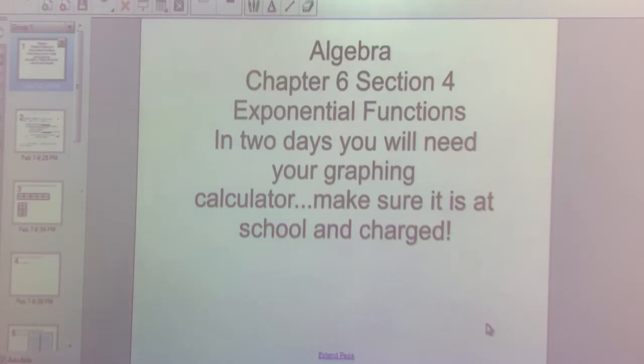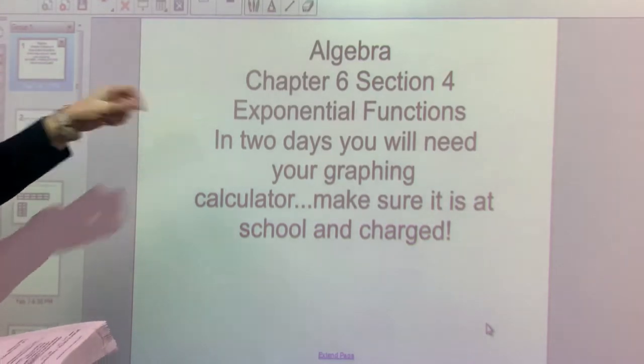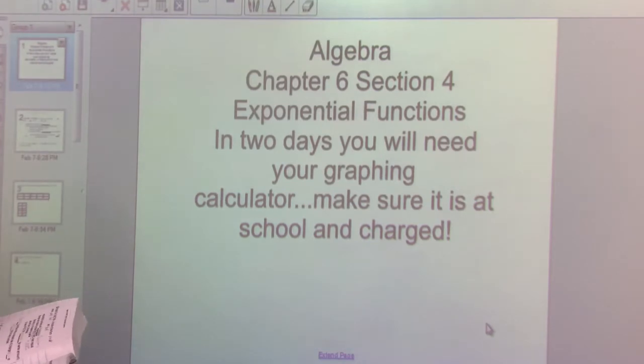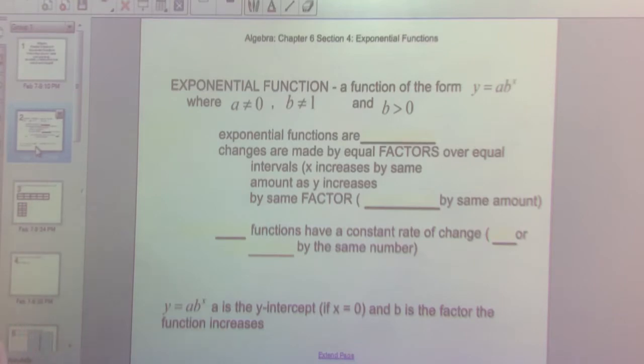All right, so this chapter is called Exponential Functions, I think. And so we're actually starting at exponential functions. The root of exponential is exponent. So hint, hint, hint: your variables will have exponents. All right, so this is where your notes start.